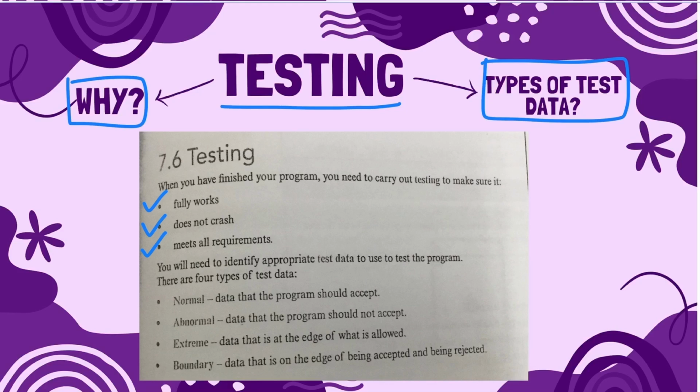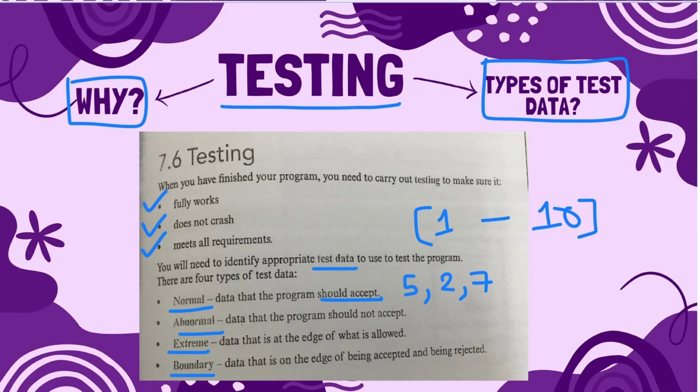And then you will need to identify appropriate test data to test the program. There are 4 types of test data, and these are the test data types: normal, abnormal, extreme, and boundary. So normal is the data that the program should accept. Let's say we have a condition where a number should be between 1 and 10 included. So a normal test data for that would be 5 or 2 or 7. So these should be accepted by the program no matter what.